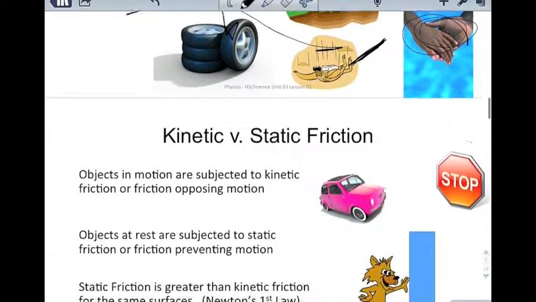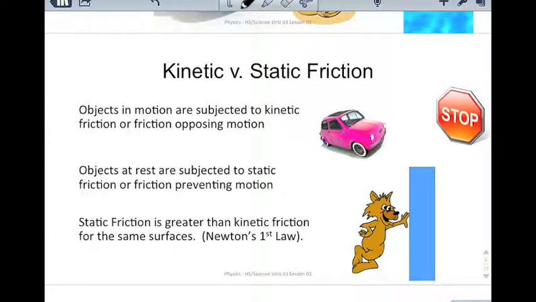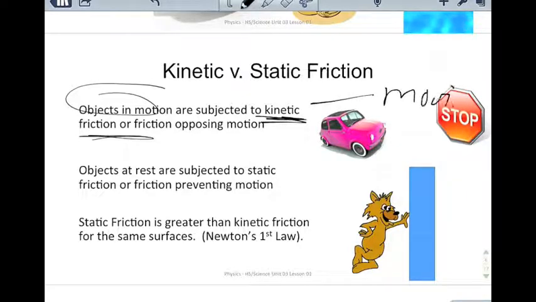There are two types of friction that we're going to talk about: kinetic friction and static friction. Objects that are in motion are subject to kinetic friction. Now, kinetic means moving, so anytime you see the term kinetic, you automatically think it's moving. So objects in motion are subjected to kinetic friction, and that's what you see if you take a ball and roll it along the carpet. As you roll that ball along the carpet, the ball will come to a stop. So kinetic friction can actually bring an object to a stop.